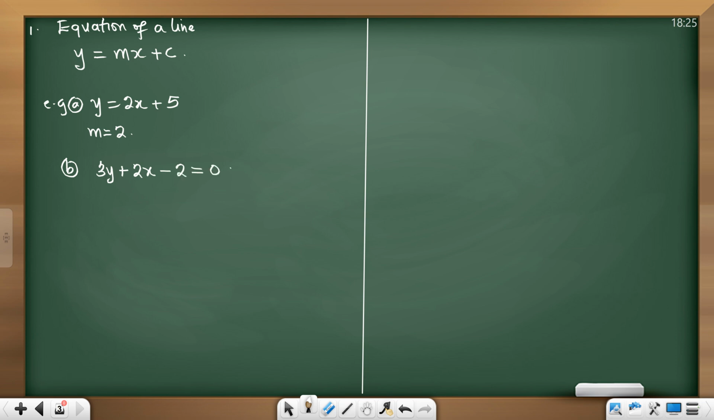I am given this, and I want to find my gradient. I cannot find the gradient until I write it as y equals, so I need to make y the subject. Let's take everything over. 3y equals negative 2x plus 2. Now let's divide by 3. I'm dividing everything by 3. So what is my gradient?